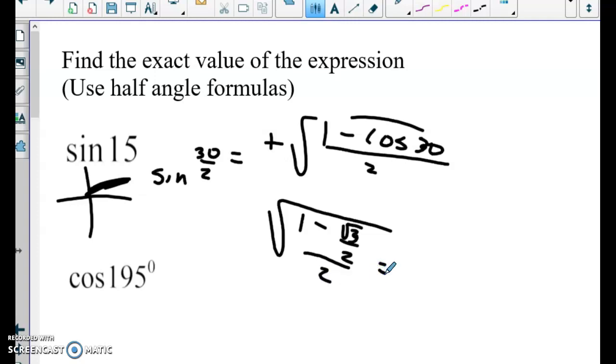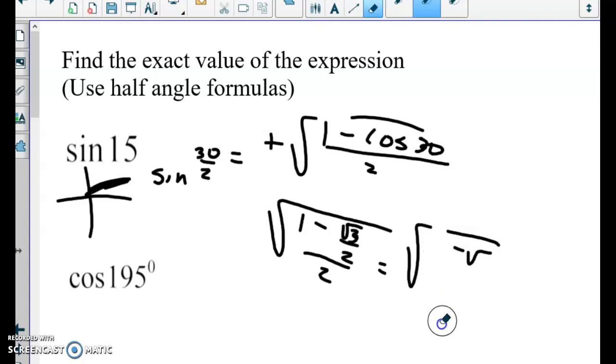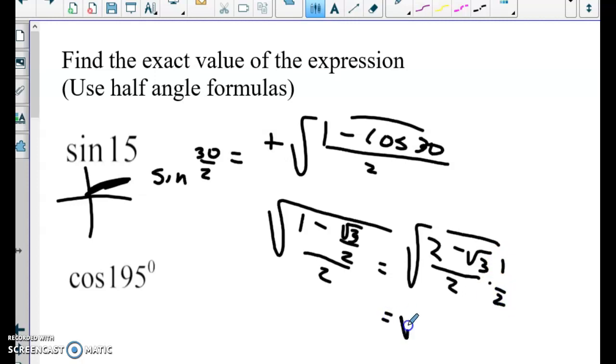I'm going to rewrite the top with a common denominator. Let's go with 2. So 2 minus the square root of 3 all over 2 times, instead of dividing by 2, I'm going to multiply by the reciprocal. And so I get 2 minus square root of 3 all over 2. And that bottom 2 is not in the square root because I took the square root of 4.